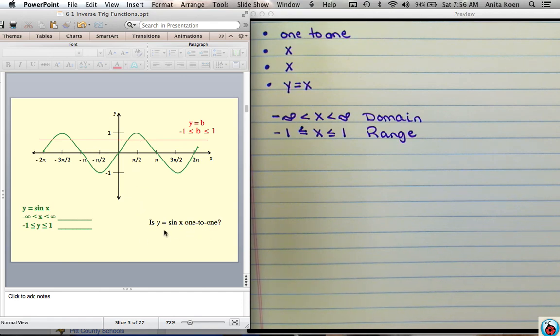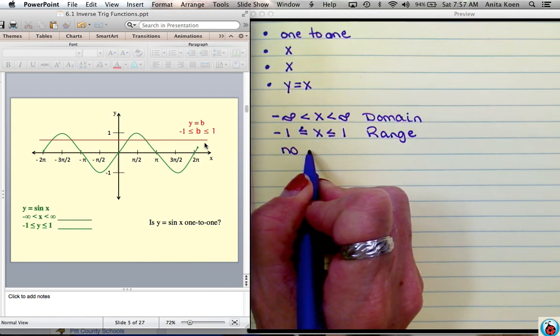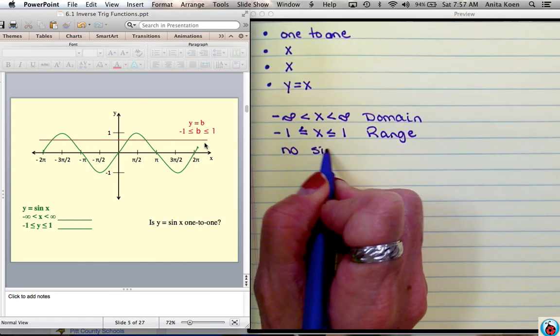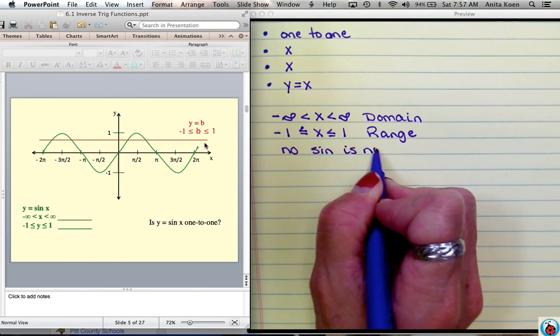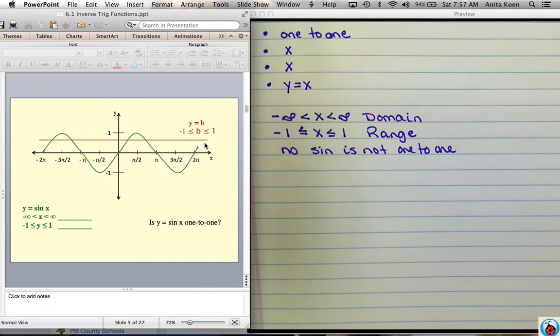Now the question before us is, is the sine one-to-one? Well, looking at our horizontal line test, and this can be any horizontal line, y equals any number between negative 1 and 1, the horizontal line test shows us that this is not one-to-one. So no, the sine is not one-to-one.